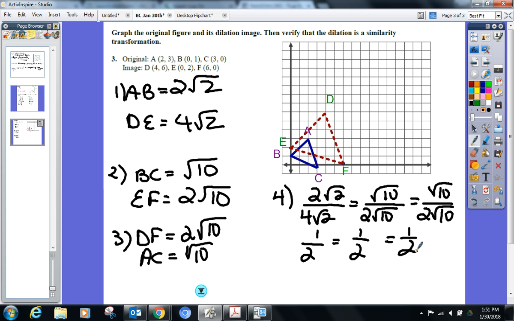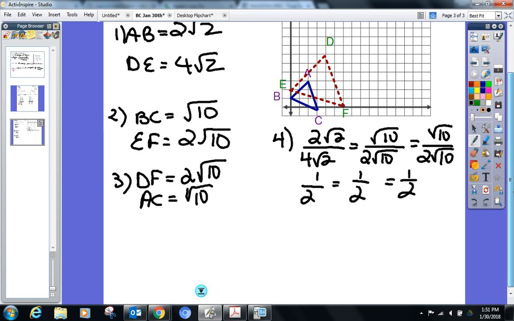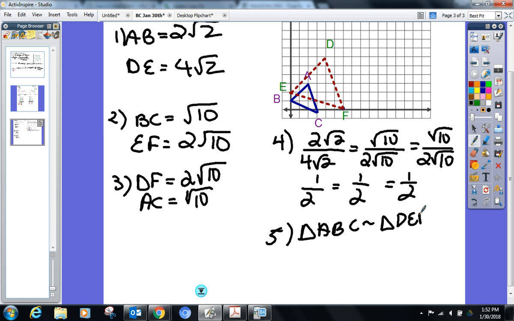and 1/2. What did we just find out about the triangles? They are similar. Triangle ABC is similar to triangle DEF by side, side, side. Make sure we put the old tilde, not squiggle there. All right. Anything from you guys on dilations, finding the scale factor?